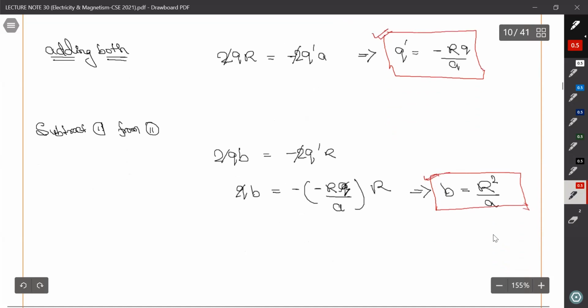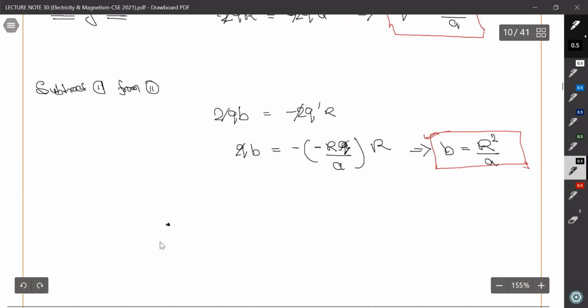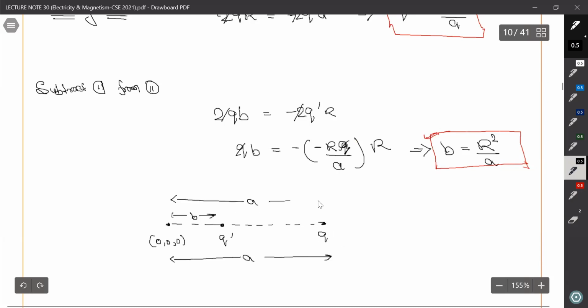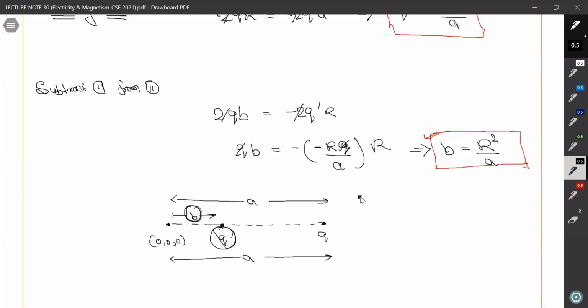Now we know the Q dash, we know the B. Let's suppose this is center 0 comma 0 comma 0. Here is Q dash, which is at a distance B from this. Anywhere you can take it, and here it is at A. You can take R theta coordinate, whatever the question has given. So we have found out B as well as Q dash. So at any position we can find out the potential, and it should be done easily.